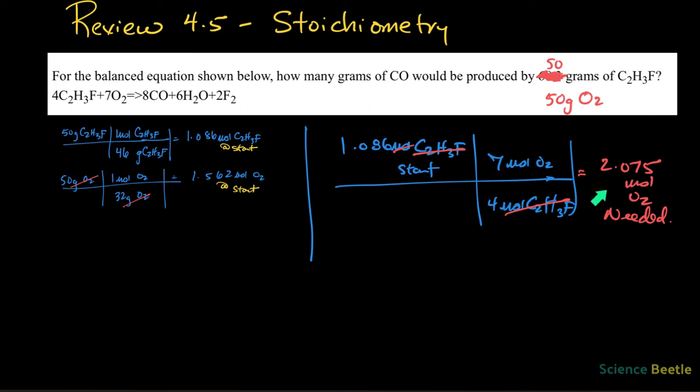Let's change the color here. We need 2.075 moles of oxygen, but we have at the beginning 1.562. So here we can see that the oxygen is going to be running out.